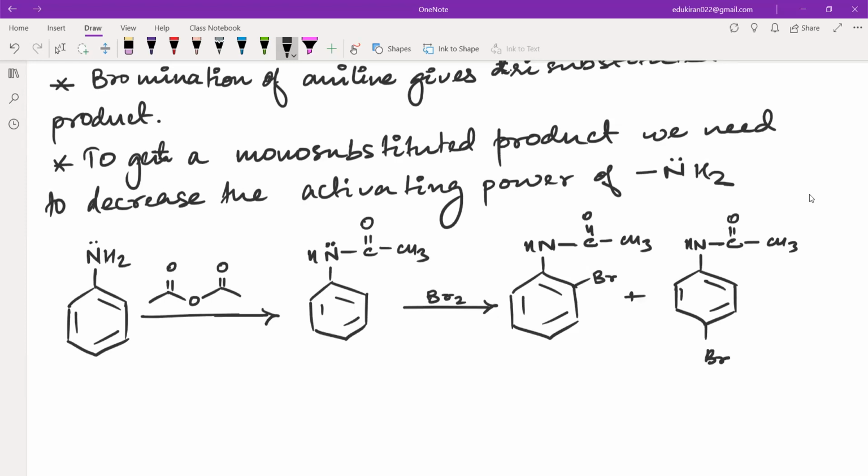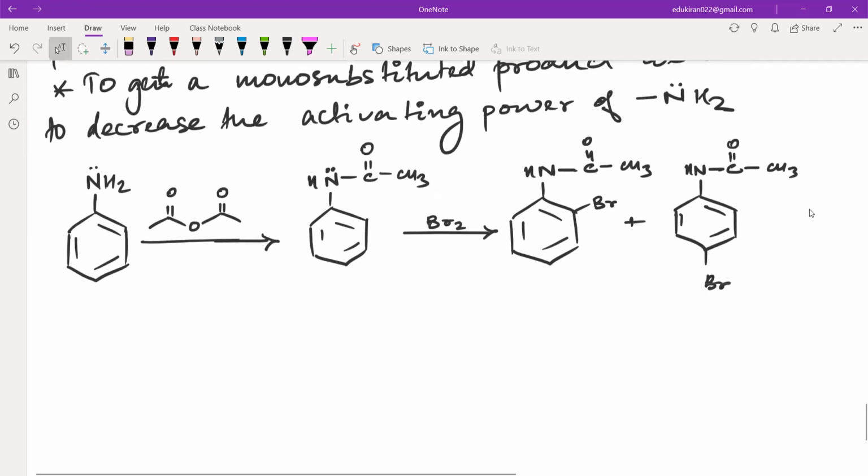We'll get a Br here. You're going to get a Br here. Now here obviously, this is going to be a minor product because there is some steric hindrance here, due to which the Br will not be able to attack so effectively in the ortho position, and the para is completely not sterically hindered. We have so much space here, so this will be the major product.